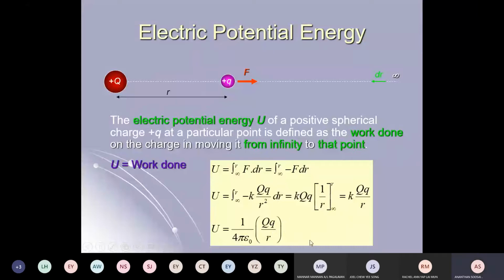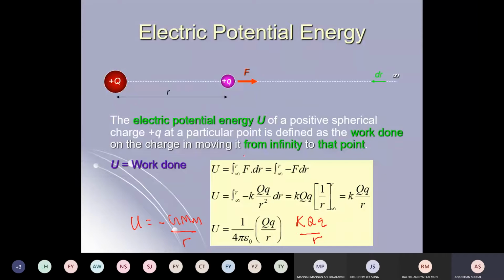The derivation is not important. The important thing is how you use this final formula. Recall back for gravity, gravitational potential energy is negative GMm over R. Same as that, electric potential energy is KQq over R, same format. But gravitational potential energy is always negative, while electric potential energy has no built-in negative. Mass is replaced with charge.